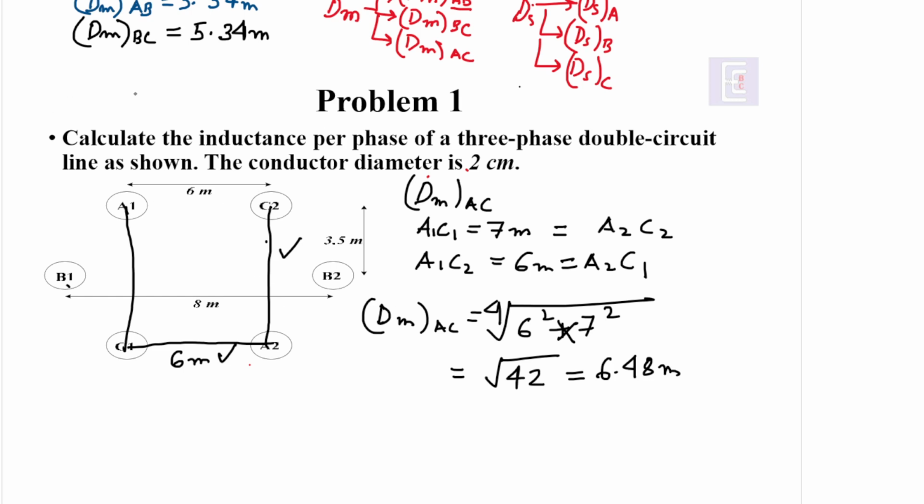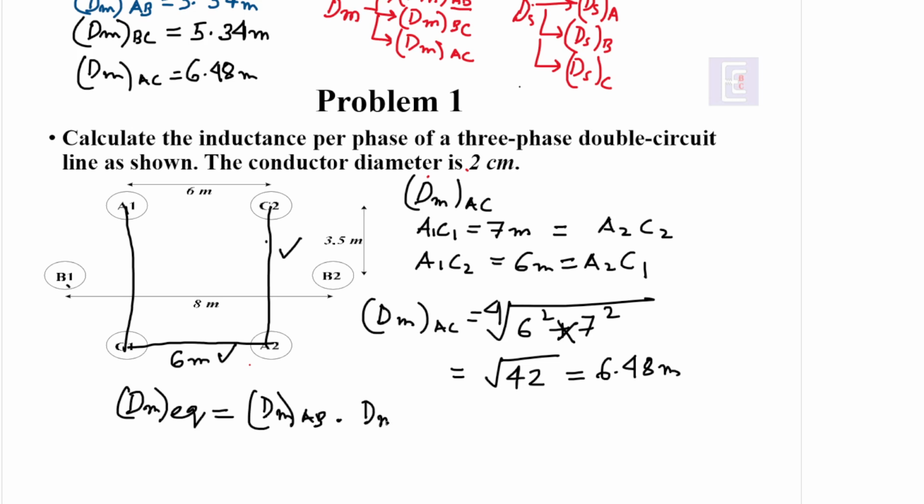So we have calculated DMAC as 6.48 meter. Once you have calculated all the 3, then you should calculate the mutual distance equivalent. So it should be DMAB into DMBC into DMAC. Now you have 3 terms, so you should take the cube root.